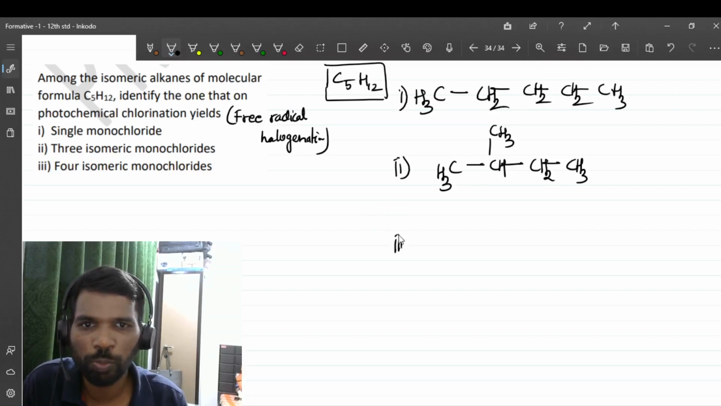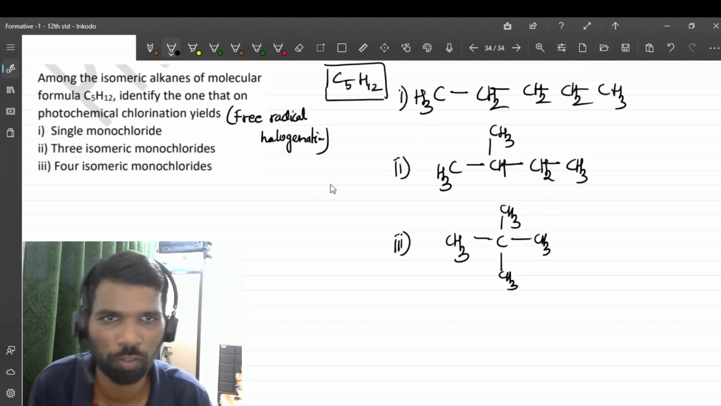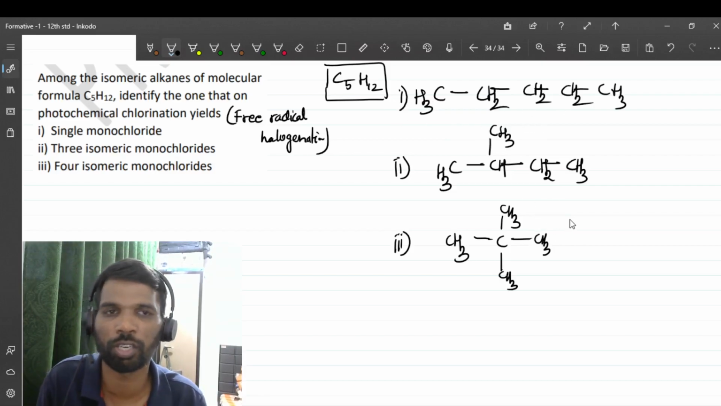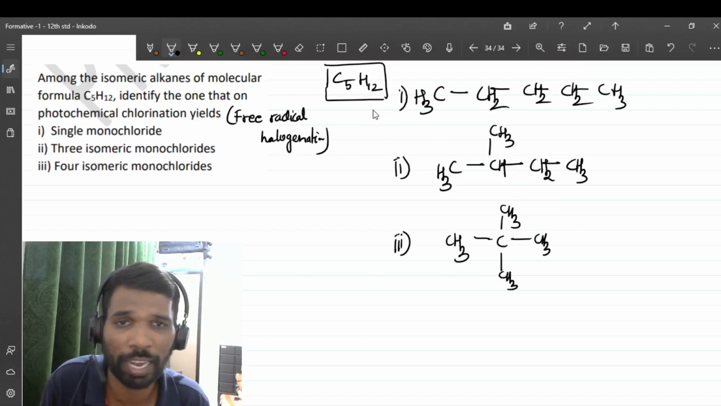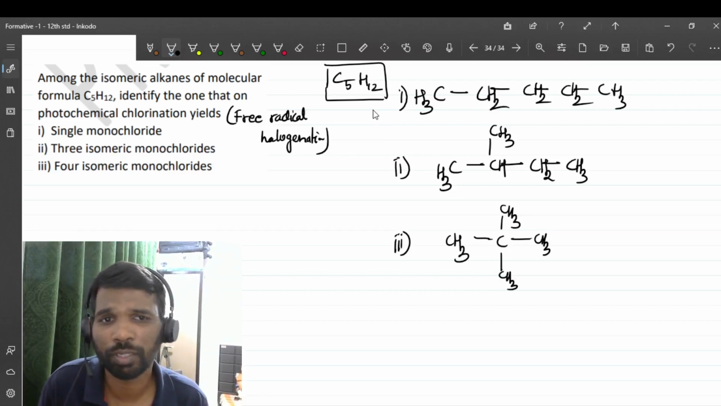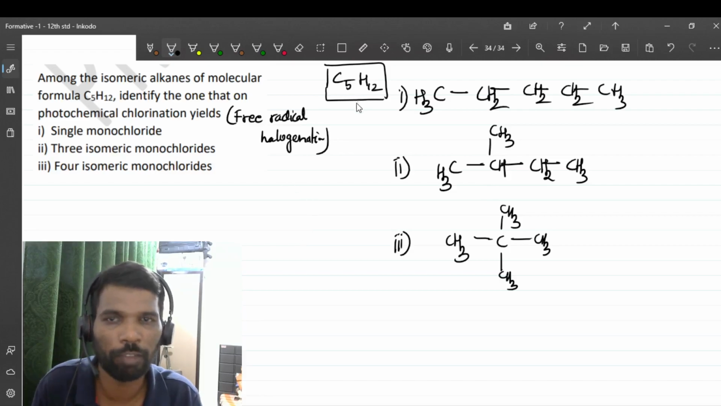The third isomer which is possible is this, with CH3, CH3, CH3, CH3. Isomer definition: same molecular formula but different structural formula. The relation between these three is that they are structural isomers. They have the same molecular formula C5H12 but different structural formulas. There won't be any more structures possible for C5H12.